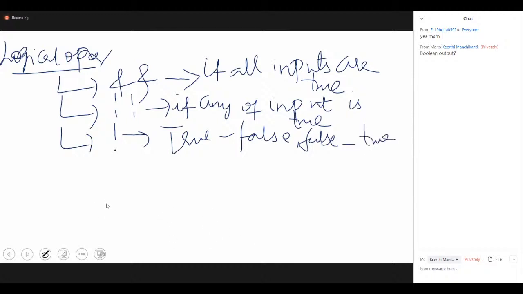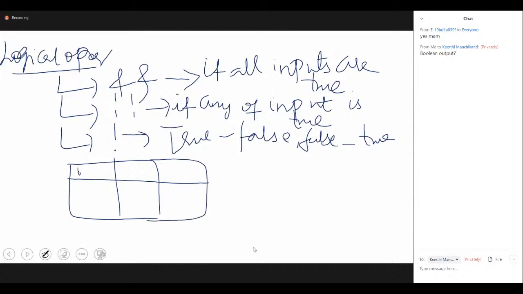Now here you can write a truth table like this. You can take 2 operands. Take operand 1, operand 2, then you will write operand 1 and operand 2. Suppose the first operand value is true and the second operand value is true, then the resultant value of the logical and expression becomes true. If this is true and this is false, your resultant expression is false. Even if this is false and this is true, it is false. And even if both are false, you get the resultant value as false.